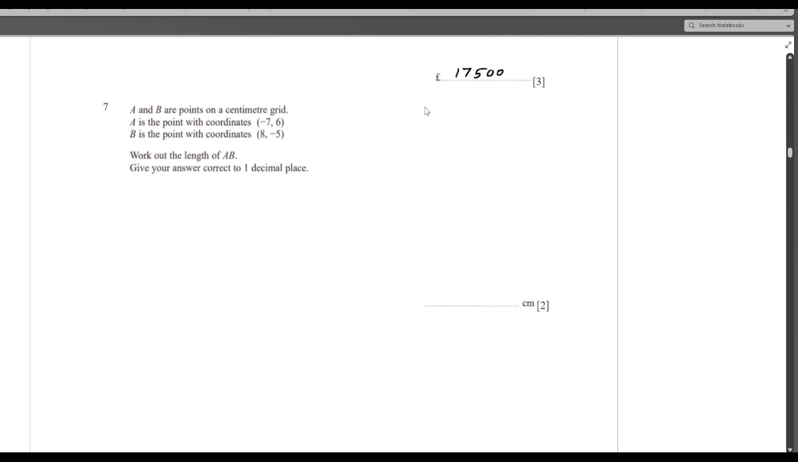A and B are points on a centimeter grid. A is the point with coordinates minus 7, 6. B is the point with coordinates 8, minus 5. Work out the length of AB. Your answer should be correct to 1 decimal place. I will use the distance formula.